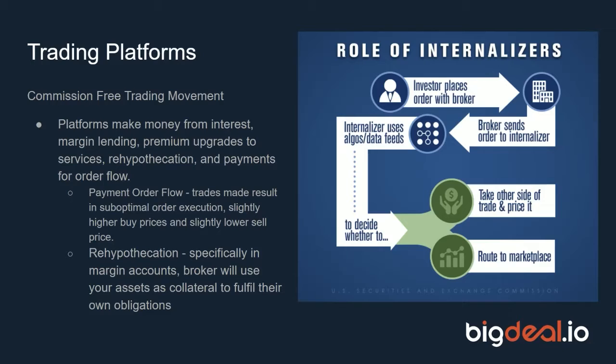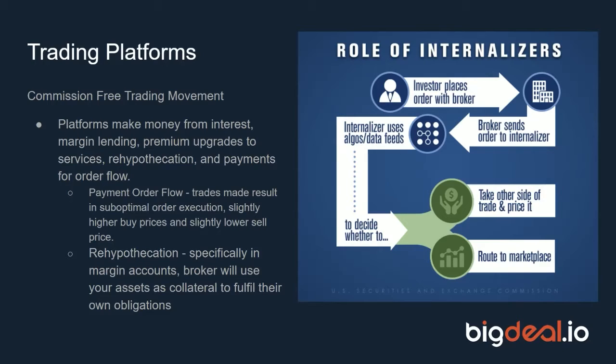So platforms make money from interest and margin lending. A margin account, which we'll talk about in a minute, is basically a loan account that allows you to borrow money to invest or trade with, or perform certain exotic trades with. We'll cover that in a minute. But think about a regular bank. They have a loan, you have to pay back interest. So they get that margin lending interest there.